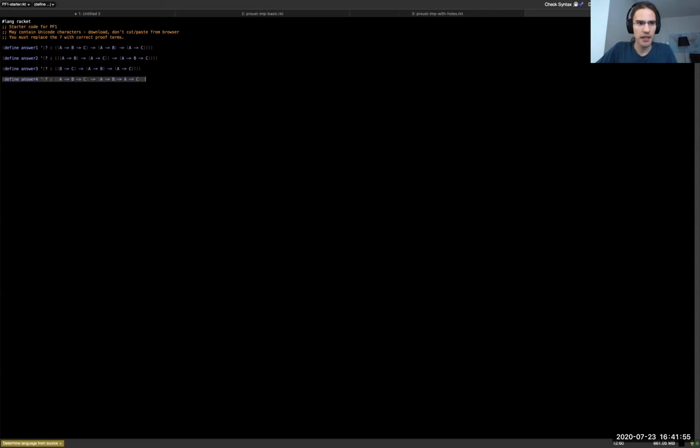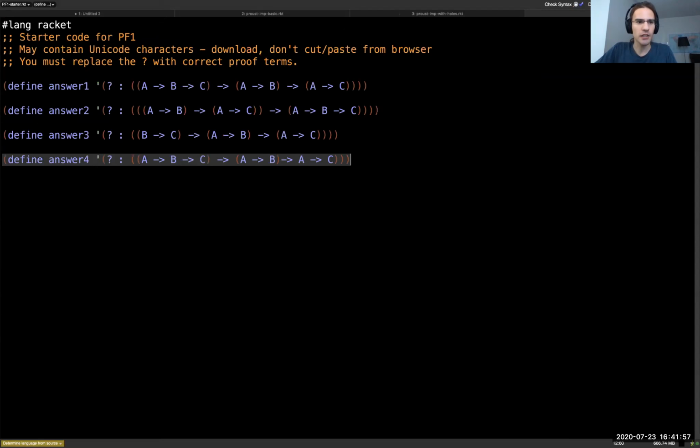So this will be your assignment for this weekend. These are the first starting Proust propositions that you're going to be proving. All of them are in the language of just logic with only implications and propositional variables. So in this case, A implies B implies C, implies A implies B, implies A implies C.